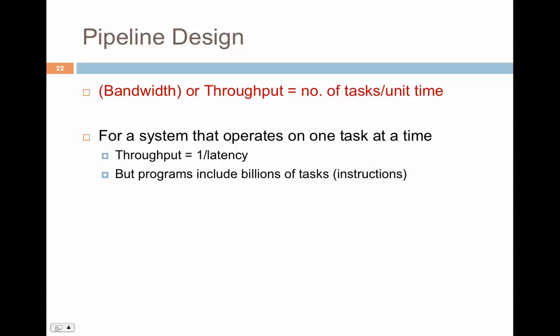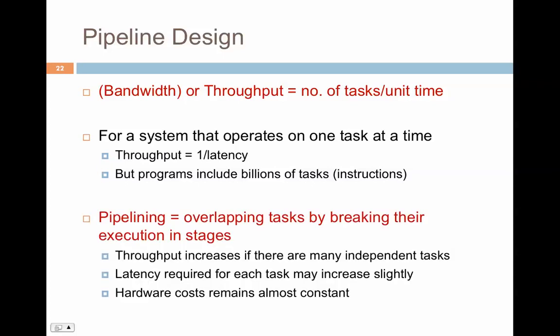But programs generally include billions of tasks or instructions, right? You're executing billions of instructions for any given program. And the idea is to see if we can overlap execution of those instructions so that we can eventually improve the throughput of the system. So the basic technique of pipelining is overlapping tasks by breaking their execution into smaller stages.